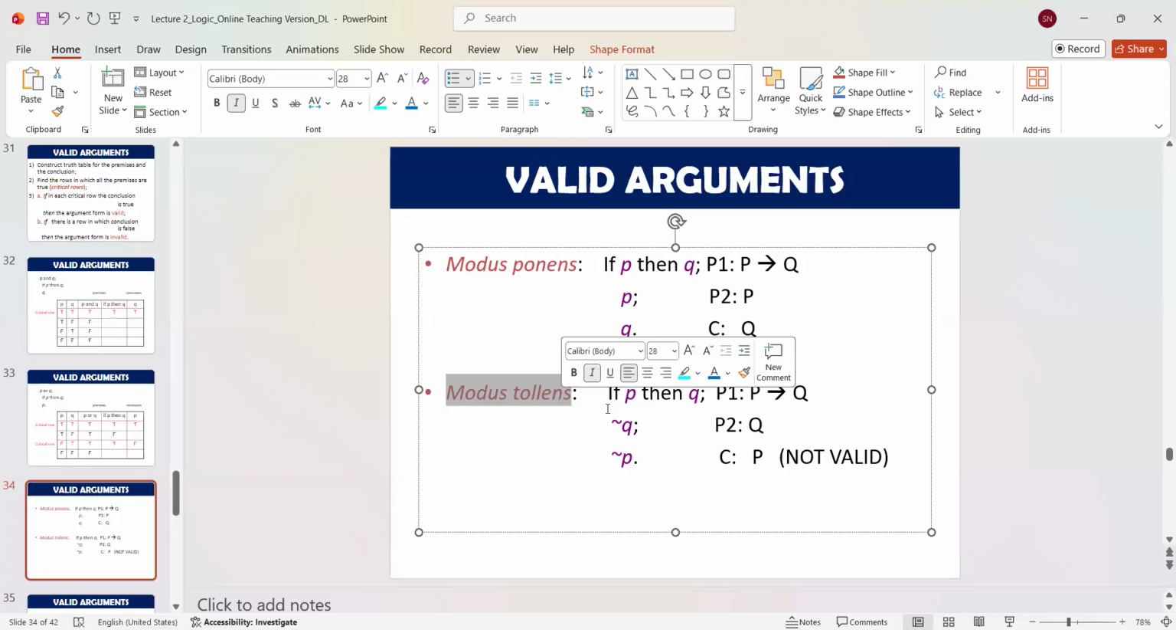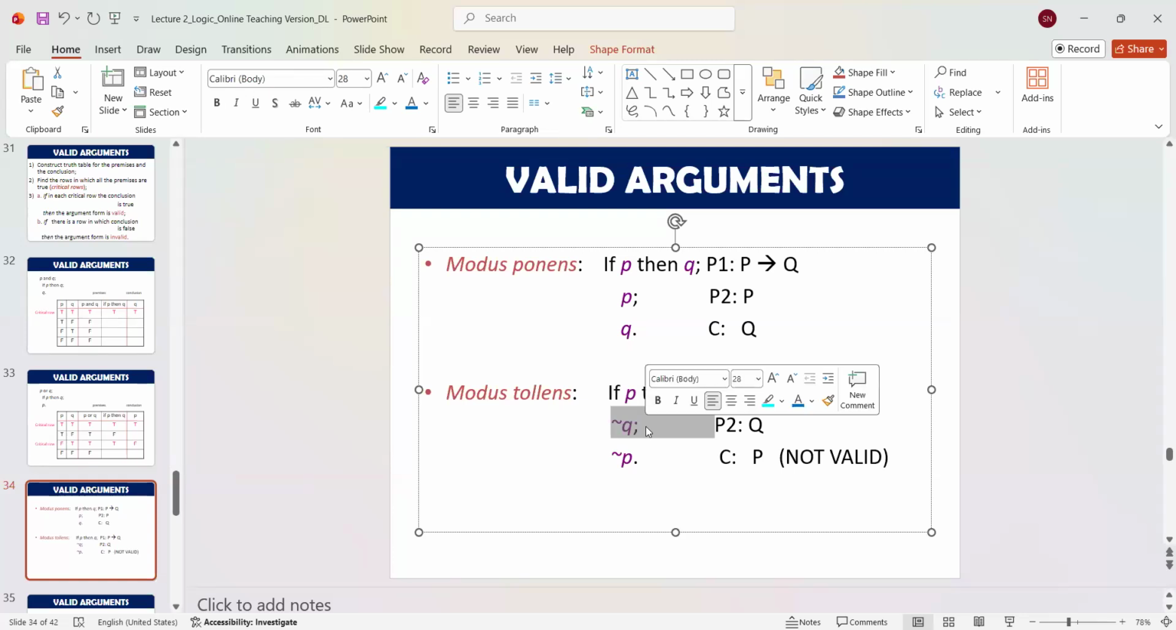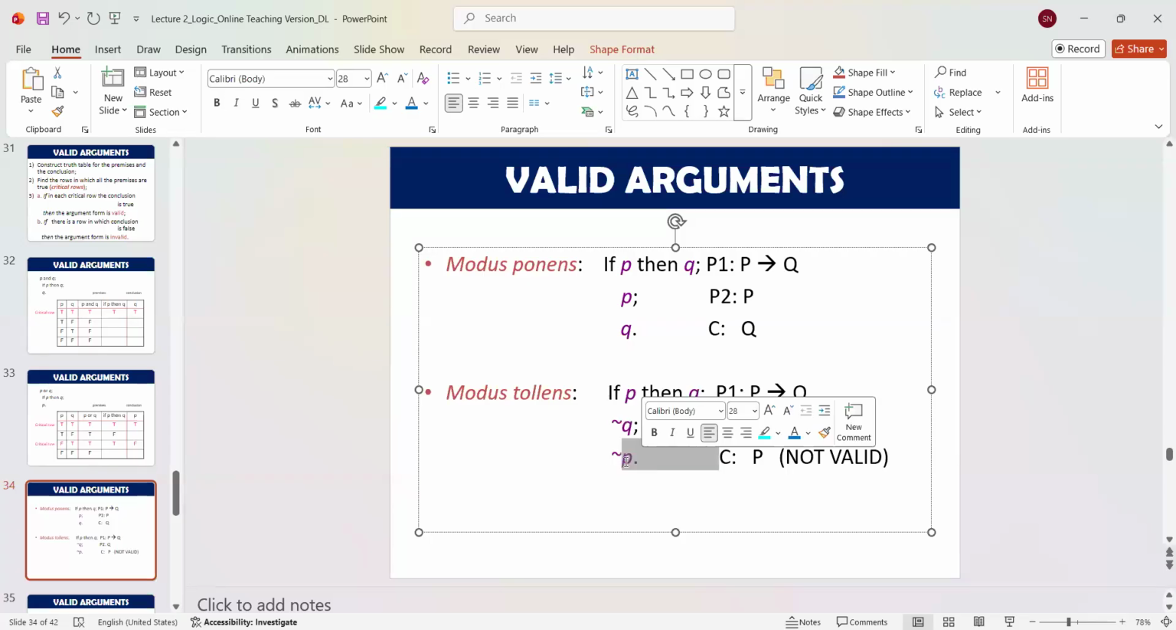Now, modus tollens: if your premise 1 is P implying Q, if it is Sunday, the university is closed, and rather we had said that the university is not closed, then your conclusion will be it is not Sunday. If that is the truth table we had drawn, the statement would have been valid because it would have conformed to modus tollens. Okay.